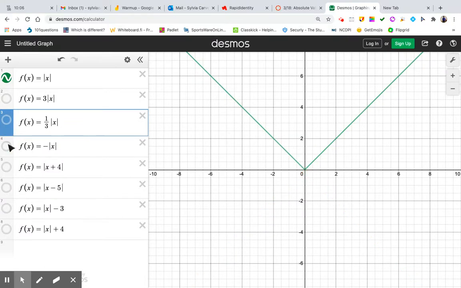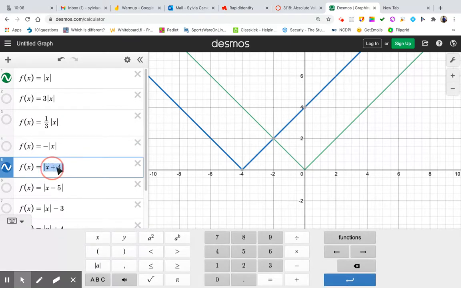Okay, let's see what happens now. So this is my parent function. This is what I'm basing everything off of. Let's see what happens when I do the absolute value of x plus 4. So notice the absolute value of x plus 4 moved to the left 4 spaces. So that's the one that I just highlighted. The origin is 0, 0. We moved left 4 spaces.